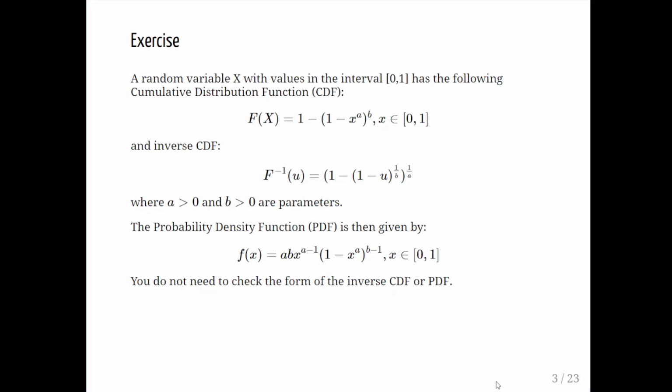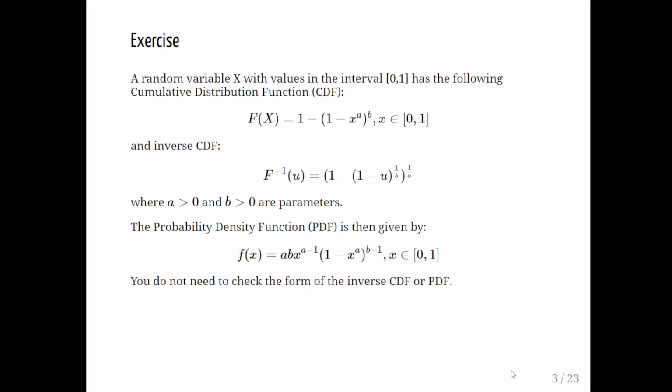So anyway, here's the actual exercise now. A random variable x with values in the interval 0 to 1 has the following cumulative distribution function. F of x, capital F of x of course, equals 1 minus x to the power of a to the power of b. So we have that term there, 1 minus x to the power of a, and that entire term is then put to the power of b. Just be careful of that. And then we get the complement of that.